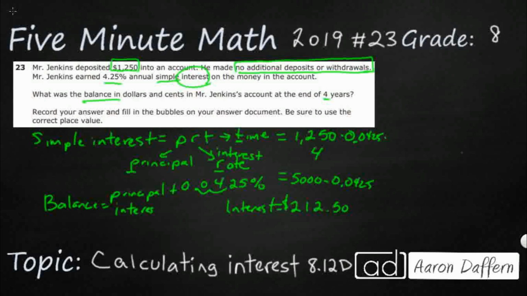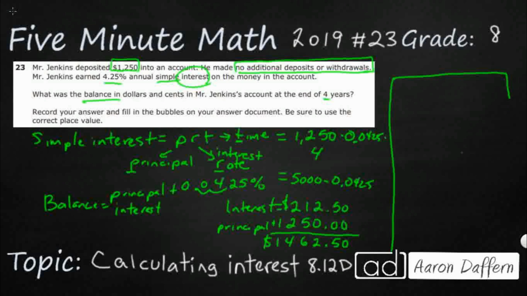We started with $1250. That didn't go away. So what we need to do is take our $1250. We have to add that back into that. So that's our principal. And once we get that in there, now we can find our balance. So let's add that. So we are going to have $1462.50. That's what we need to bubble in. We need to bring that principal back in.